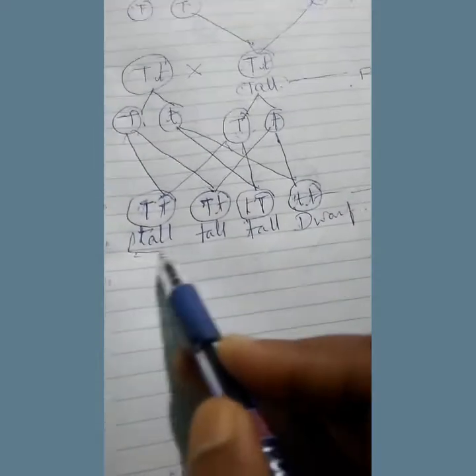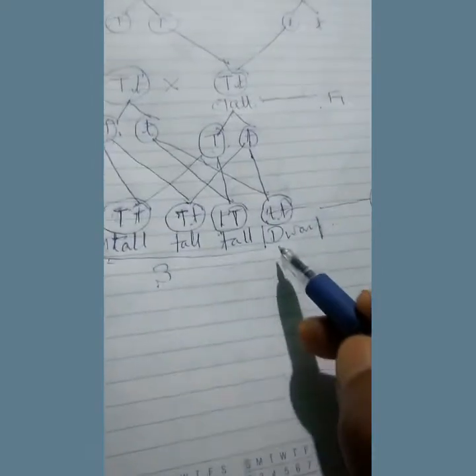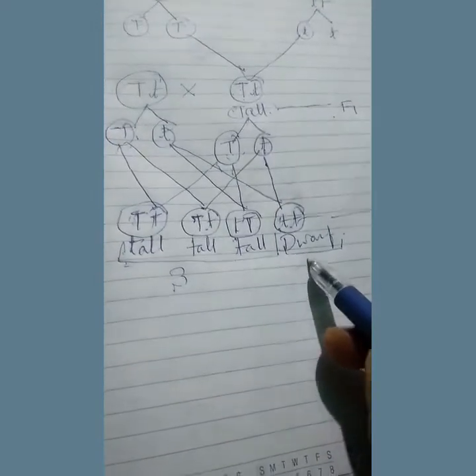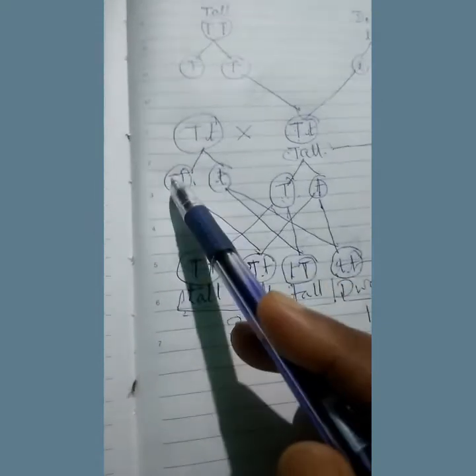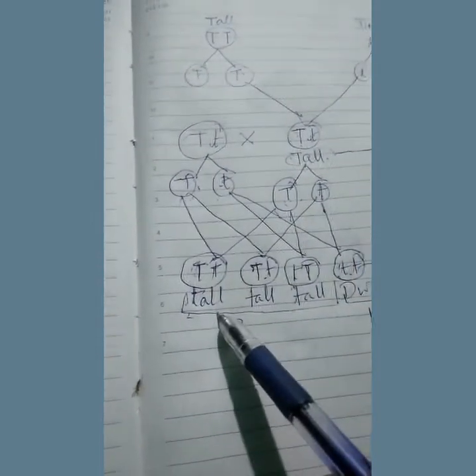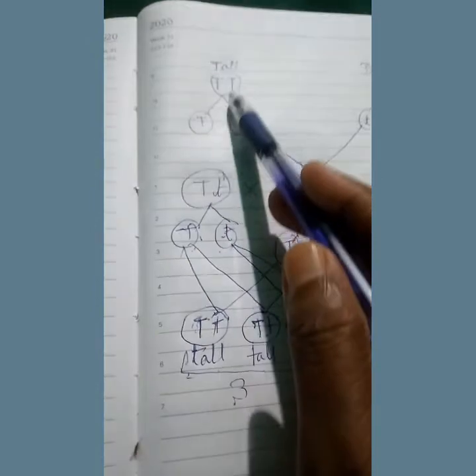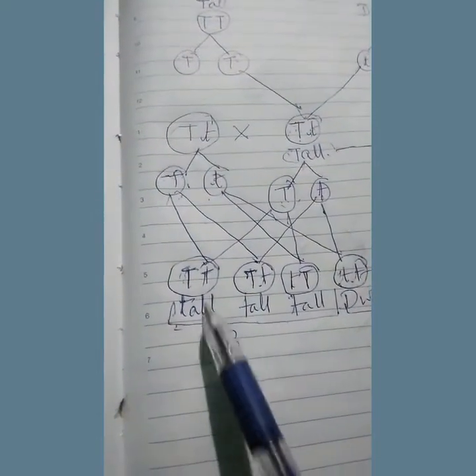So among all the plants, three are tall and a single one is dwarf. You can see here the alleles are getting separated, and when they are separated for the second filial generation, the genetic recombination is capital T, small t, and finally the original traits, that is tallness and dwarfness, we can get again here in the second filial generation.